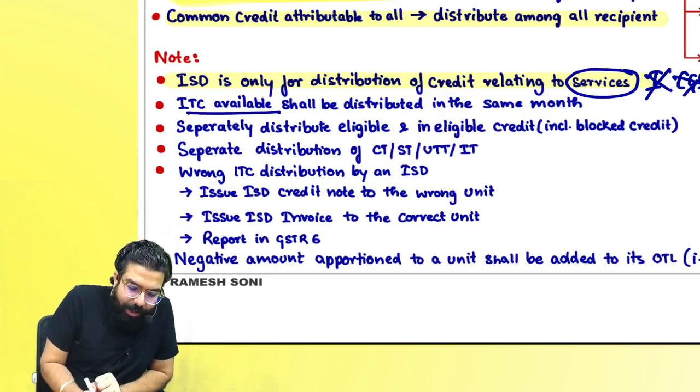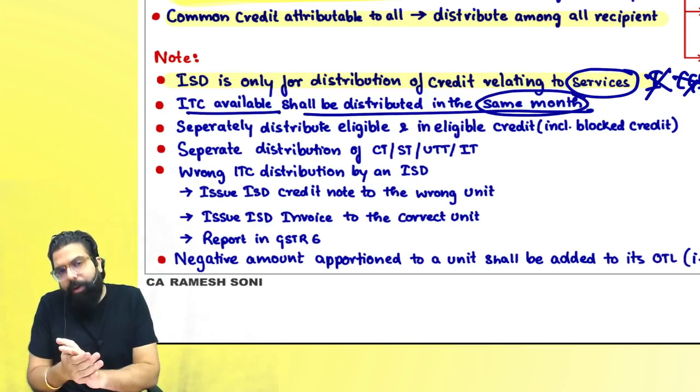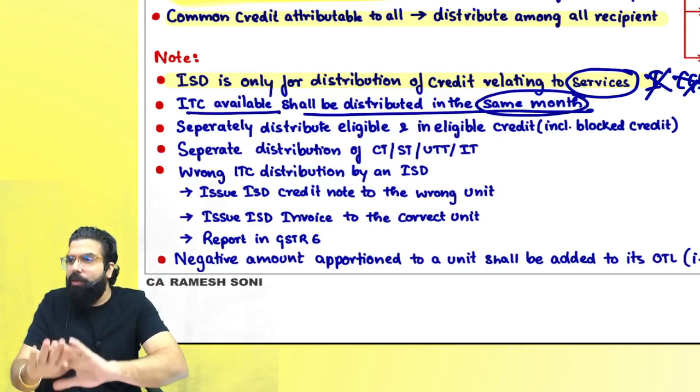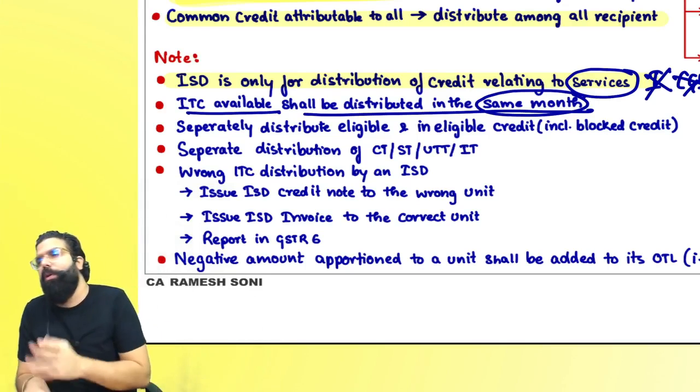Then ITC available shall be distributed in the same month. This month's ITC should be distributed in this month only. There is no time limit to go ahead and distribute it later. If you have not distributed, gone baba gone, you can't distribute the credit.